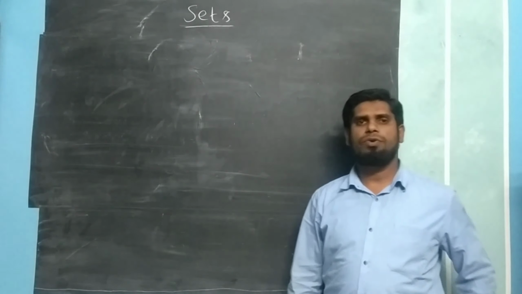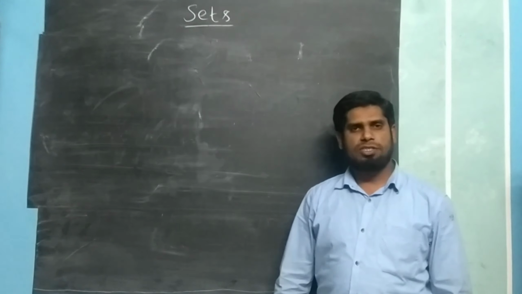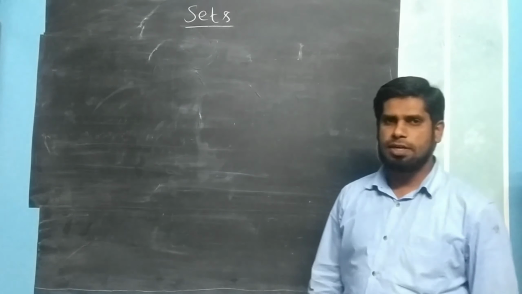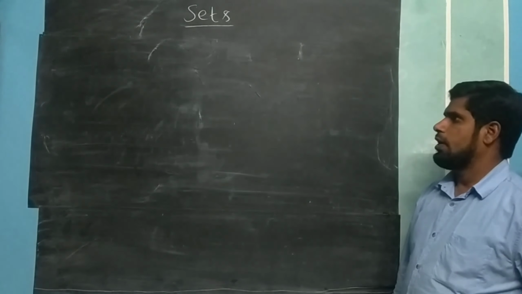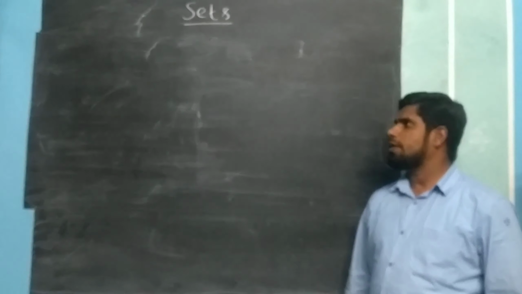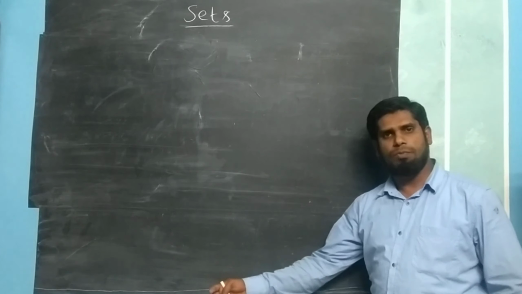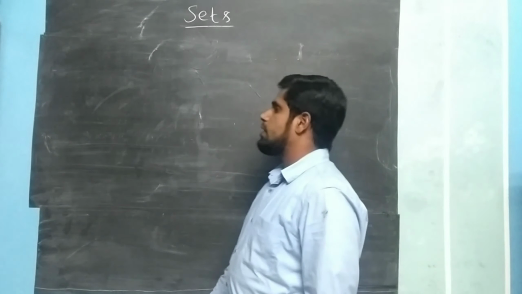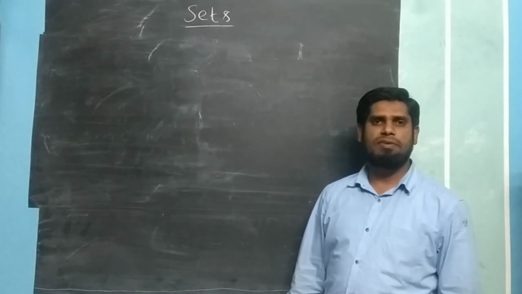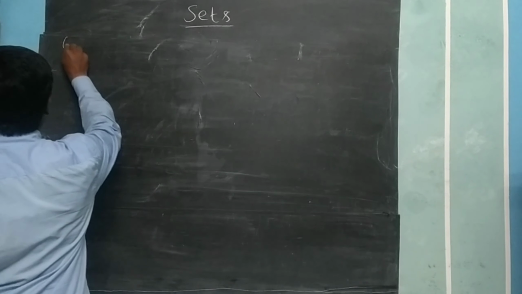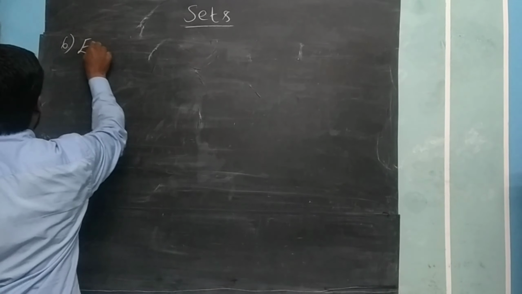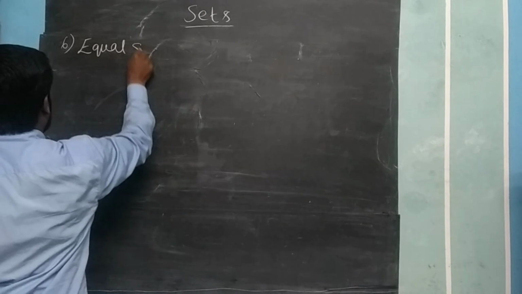In our last video, we discussed the definition of a set, representation of a set, cardinality of a set, and some types of sets. Now in this video, we will study a few more types of sets. We discussed 5 types in the previous video. Now let us start from the 6th type, that is equal sets.